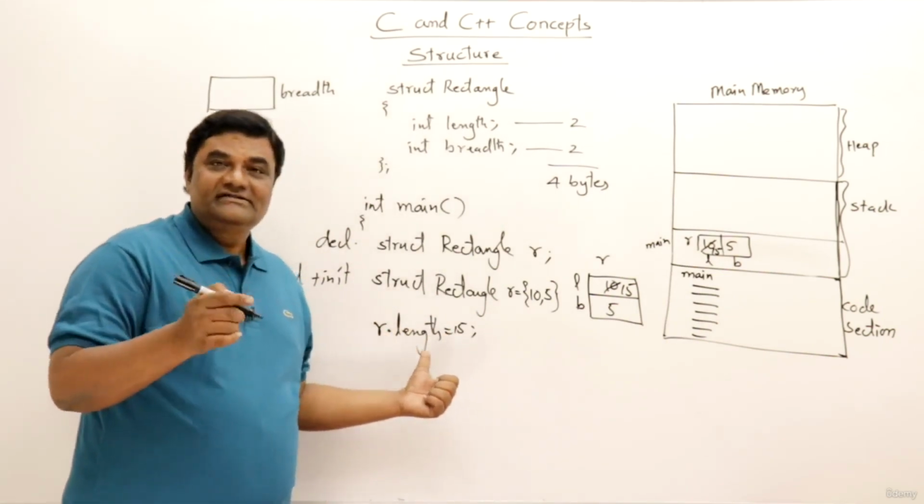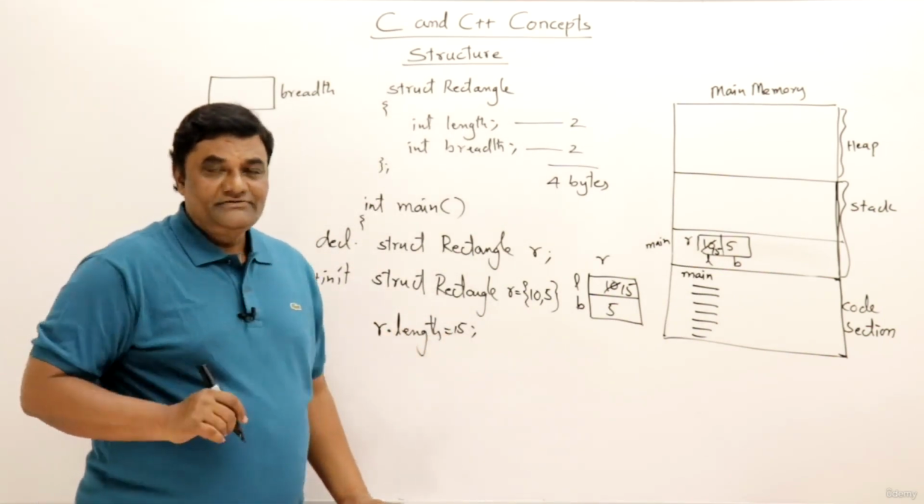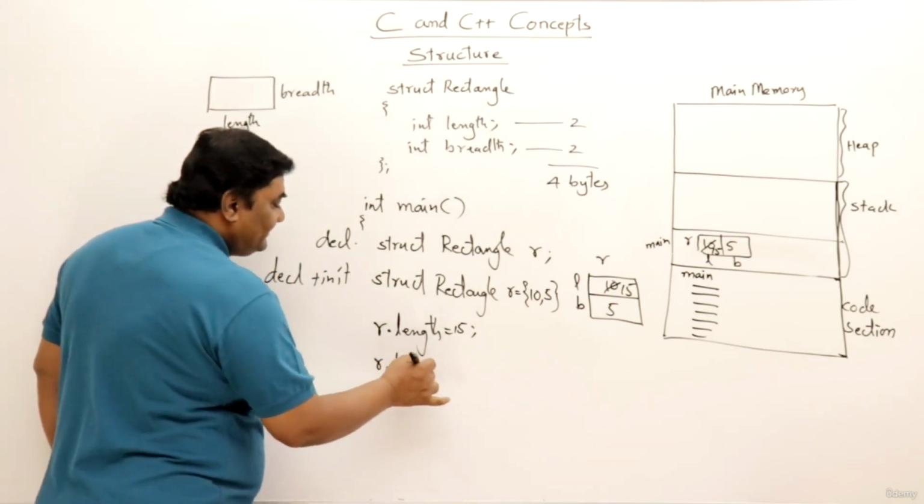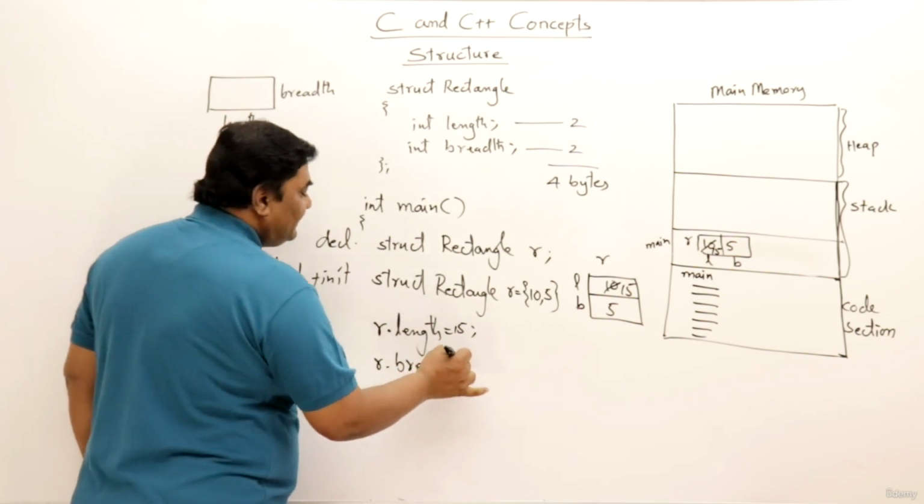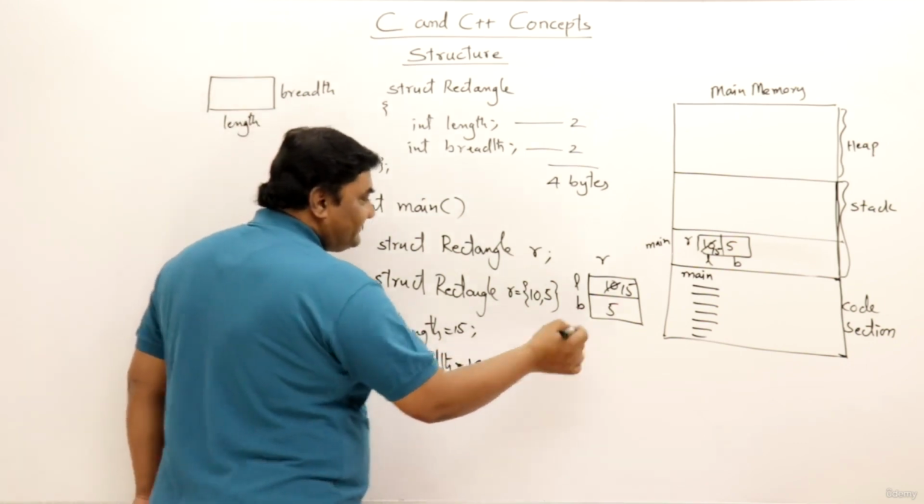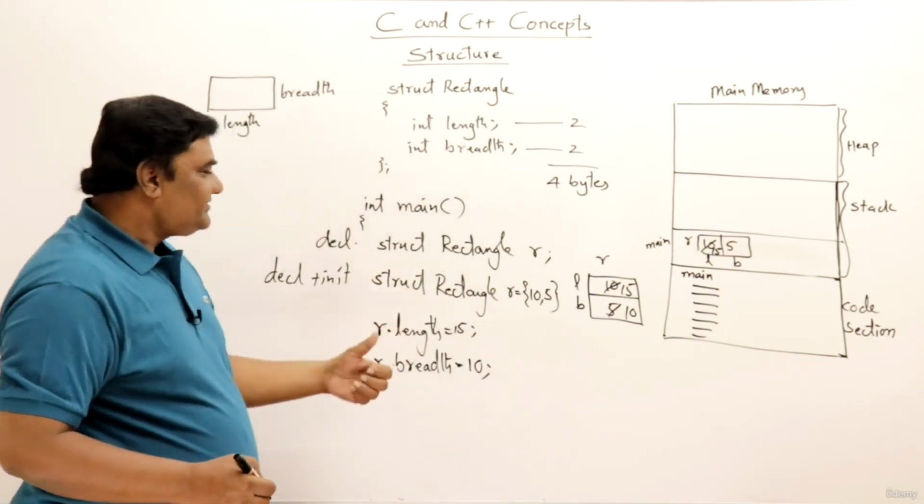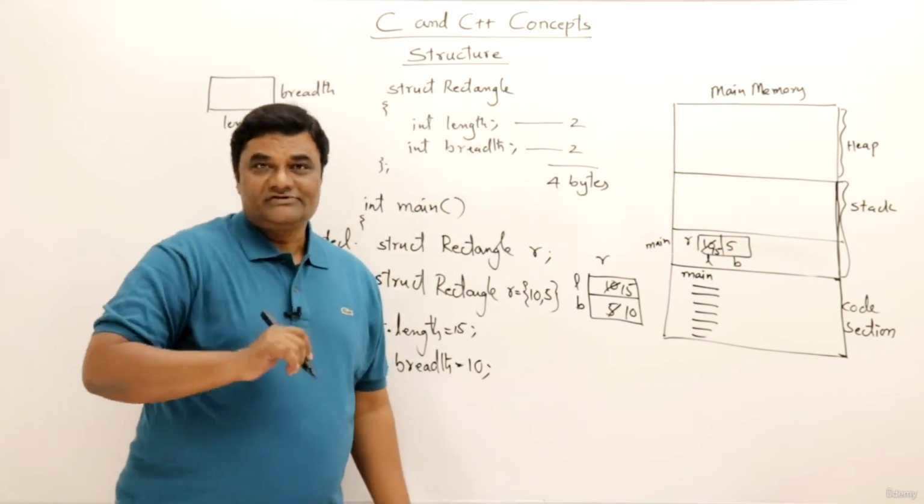So what is the operator used for accessing a member? The dot operator is used for accessing a member. Then r.breadth, I can modify it. r.breadth, assign 10. So this is modified to 10. If you want to read or write the members of a structure, the dot operator is used.